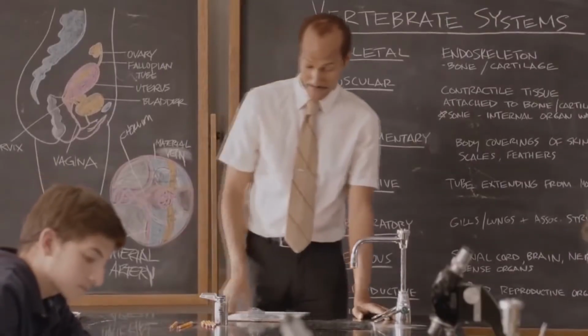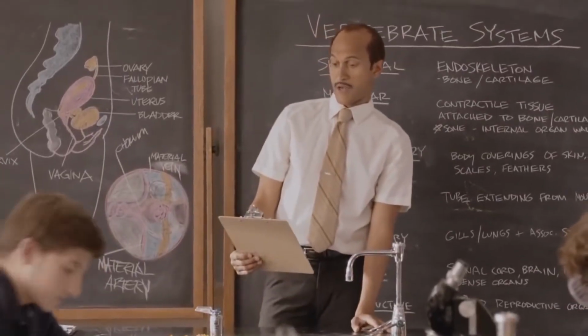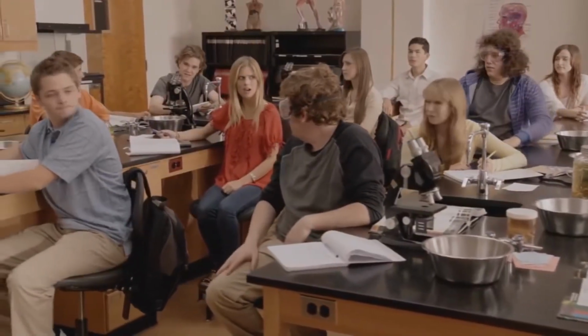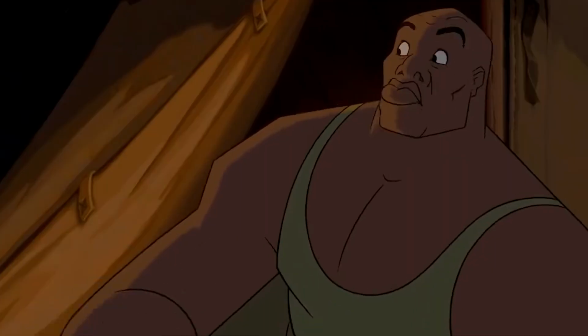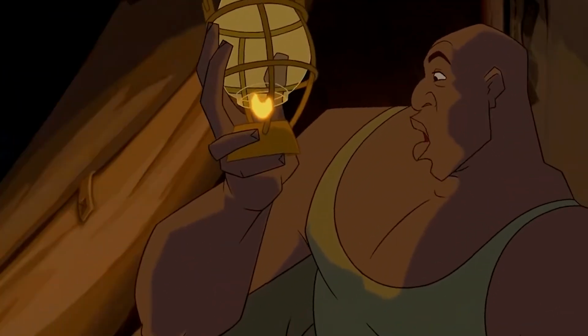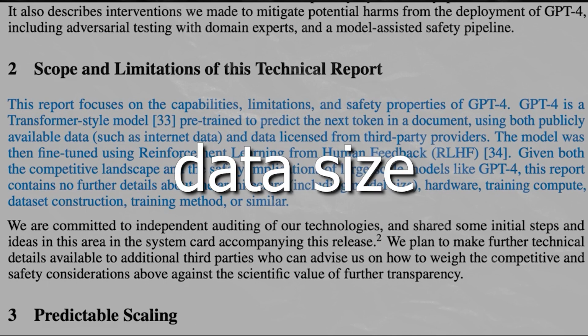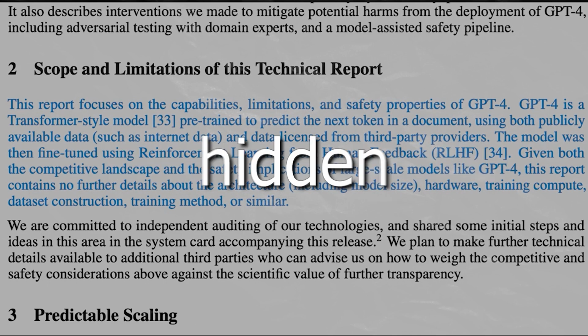Now you must have noticed that I haven't mentioned how many GB of data they have used and how many billion parameters they have used in GPT-4, because OpenAI is not making it public. The main reason is that they don't want their competitors to know their strength. That's why they're keeping their model size, data size, parameter number, and training method hidden from the public.